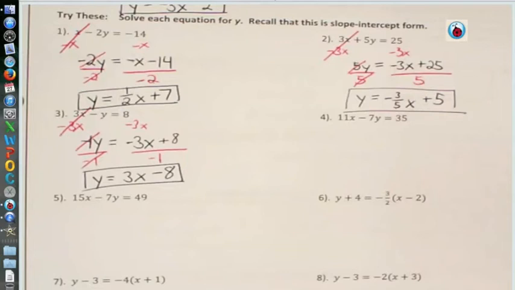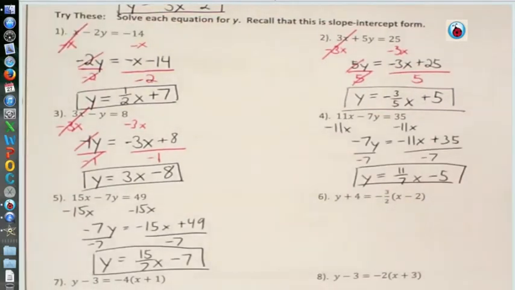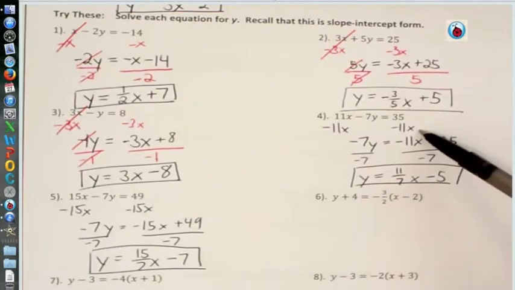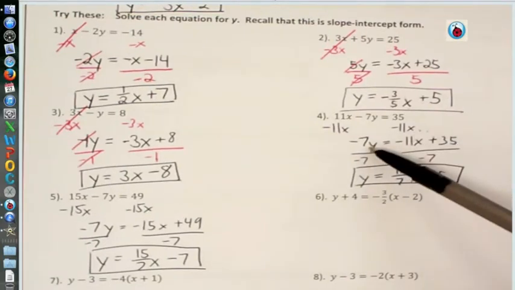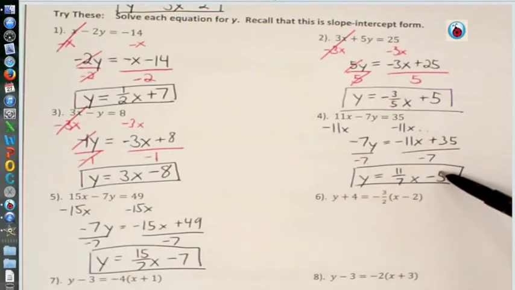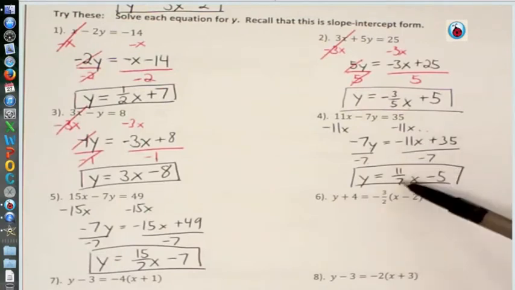All right, are you ready to see my answers compared to your answers? I hope so. All right, so check out my answers for problems 4 and 5. All right, so problem 4, I subtracted 11x from both sides. I divided both sides by negative 7. Negative 11 divided by negative 7 is a fraction. Negative divided by negative is positive, so I got 11/7 x minus 5.